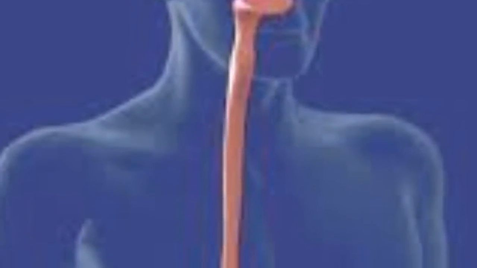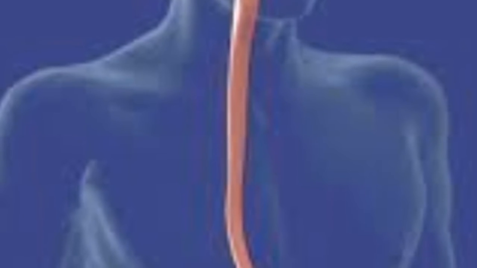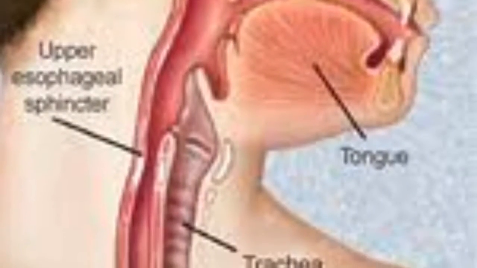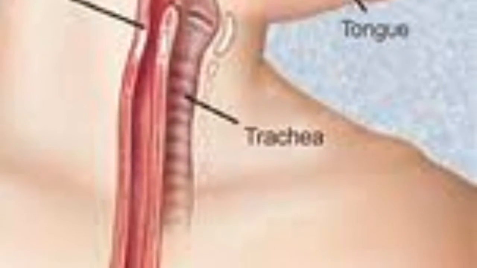From there, our bolus of apple moves to the esophagus. This 25-centimeter long muscular tube creates muscle contractions and relaxations called peristalsis that push the food into the stomach.